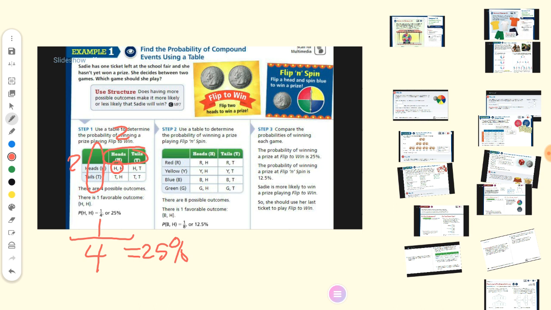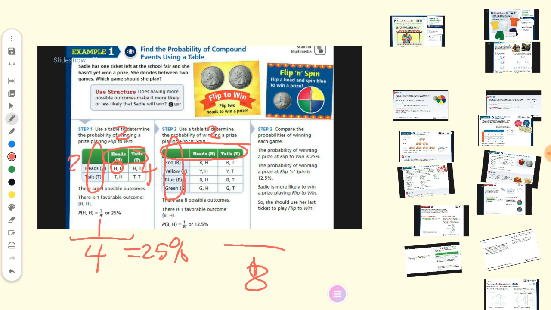Step 2. Use the table to determine the probability of winning a prize playing flip and spin at the same time. Flipping a coin will give you head or tail, which is 2 outcomes. And spinning the spinner will give you 4 results: red, yellow, blue, green. So it's 4. 2 multiplied by 4 is 8, so the denominator will be 8.